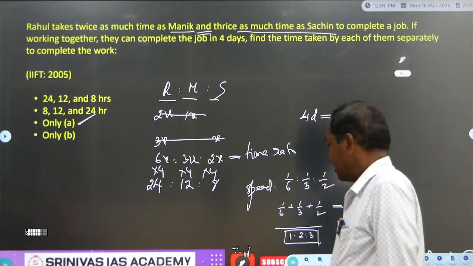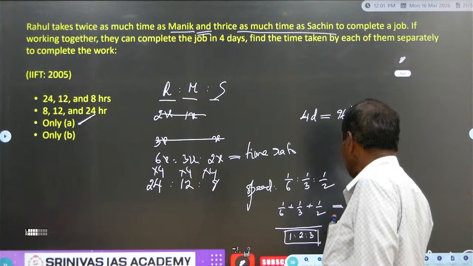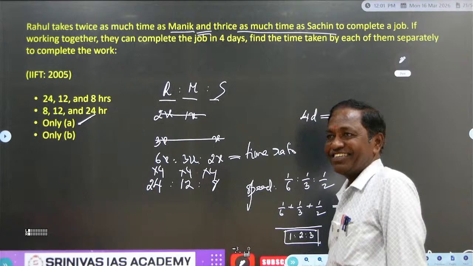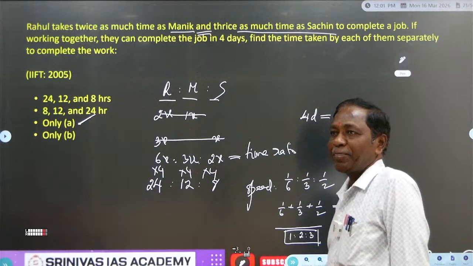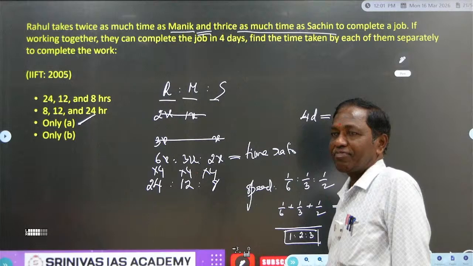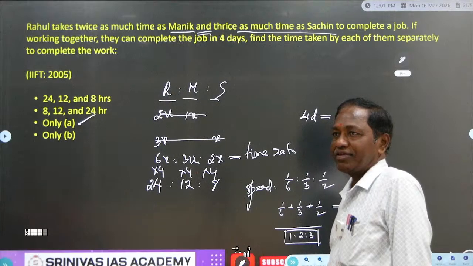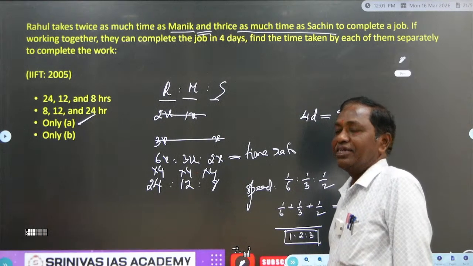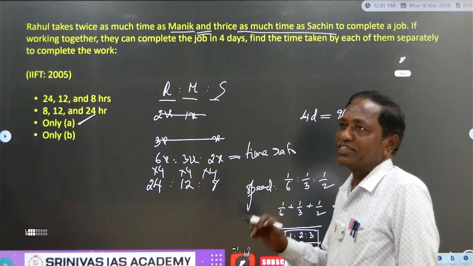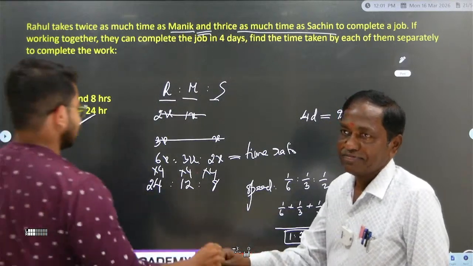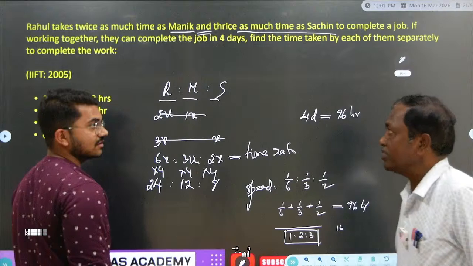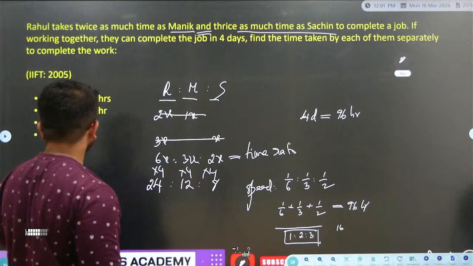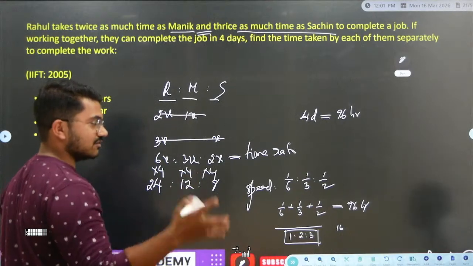Now one more doubt: should 1 by 6 also be converted to hours or not? What is 6? What we have taken is not in hours; it is not time, it is just the speed. You cannot take 96 hours here, because it is working hours. 4 days equals 96 hours, 24 into 4 is 96, which means 4 also equals 96 only.